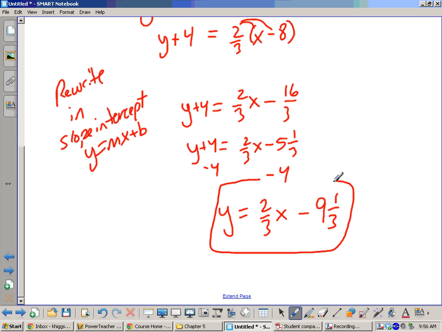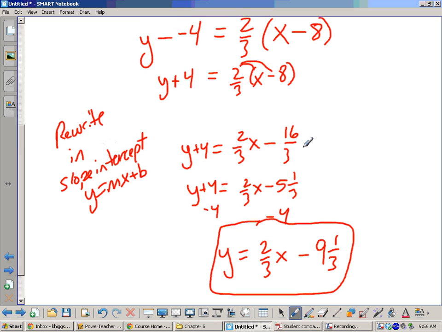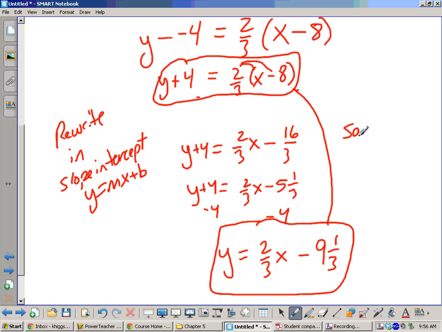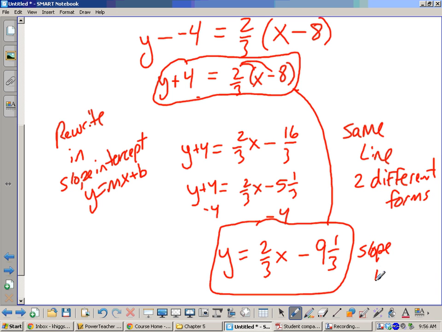So this and this, these two are the same equations, or same line, but two different forms. This is the slope-intercept form, and this is the point-slope form. You're going to be asked to take an equation from point-slope to slope-intercept in your assignment today.